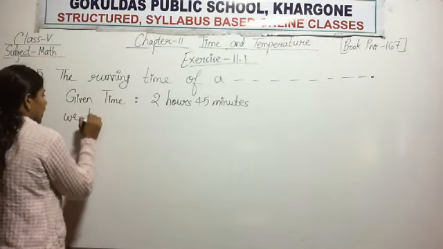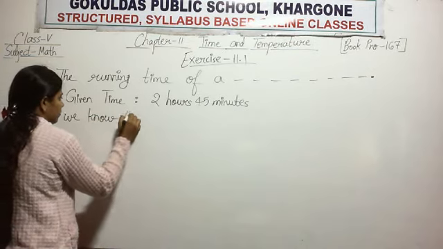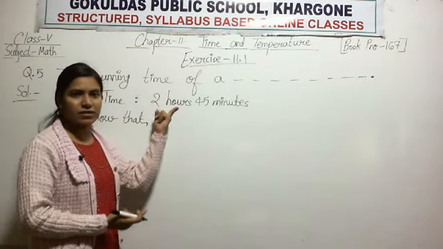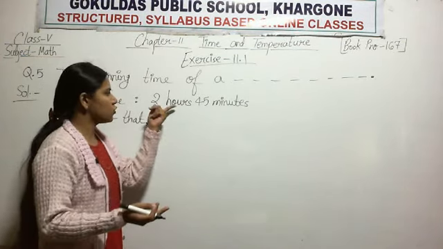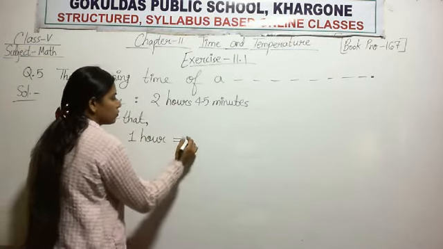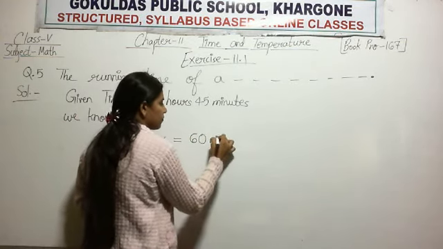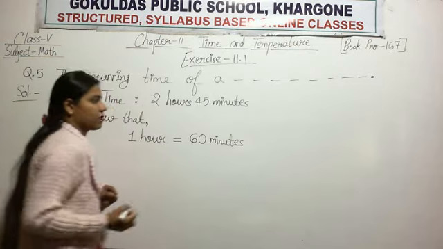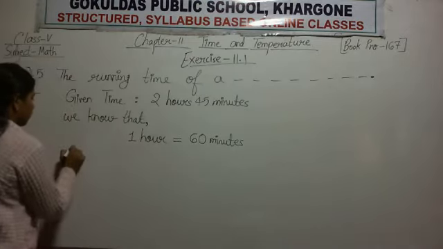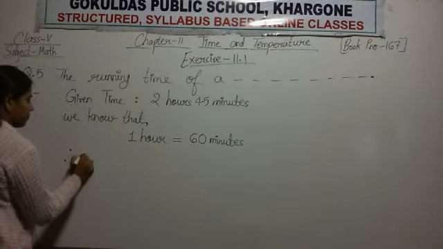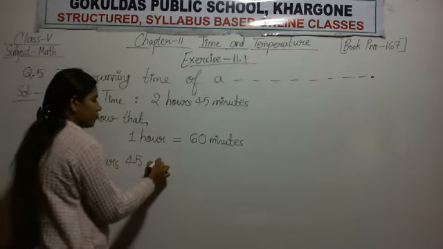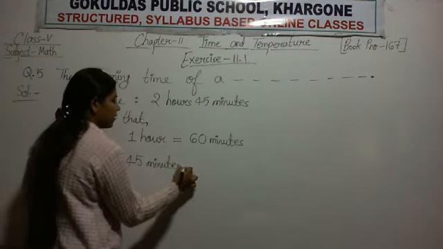Now we will write, we know that, as here hours are given and we want to convert in minutes. So we will write, we know that 1 hour is equals to 60 minutes. Okay, 1 hour is equals to 60 minutes. Therefore, 2 hours 45 minutes will be equal to.